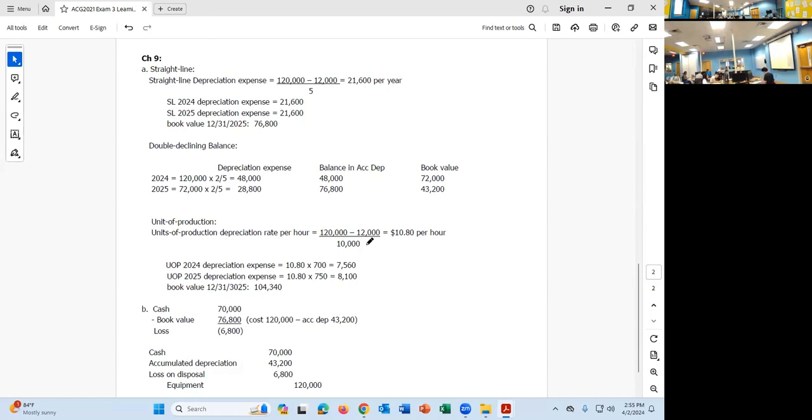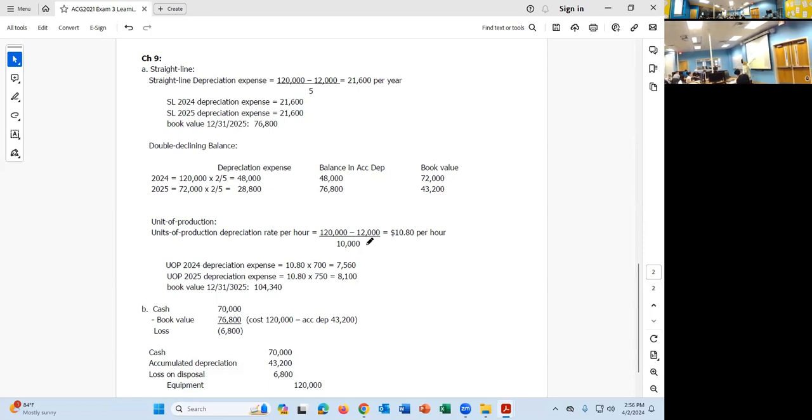It'll be that same rate every single year. So for the first year, we use cost, because there is no accumulated depreciation. 120,000 times 2/5, we've got $48,000 in depreciation expense in that first year.